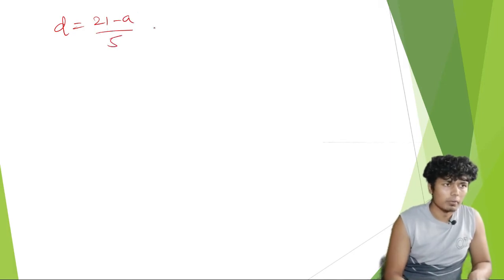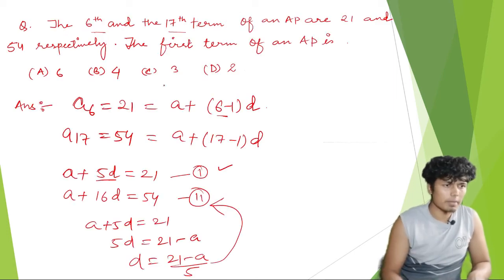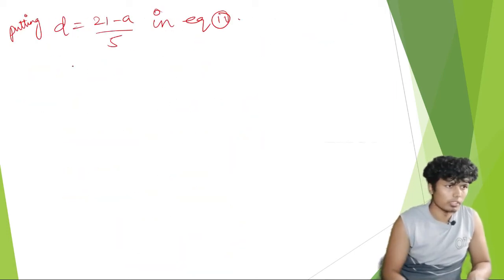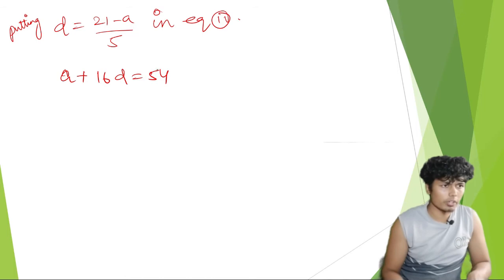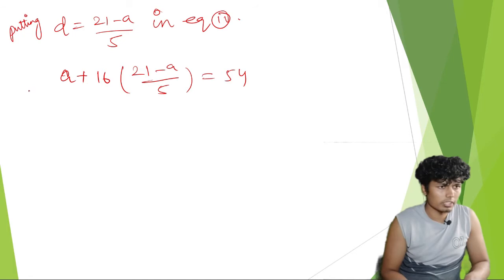This we are going to put in equation number 2. What is equation number 2 here? a plus 16d is equal to 54. Instead of d we are going to put that one. So a plus 16 times 21 minus a by 5 is equal to 54. I hope it is clear, not that difficult even.